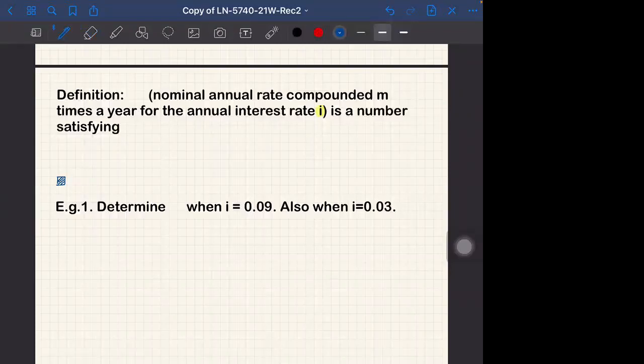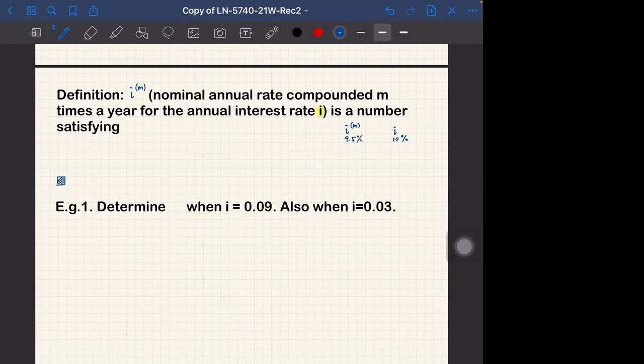Hi, in this video I would like to explain the i superscript m. So i superscript m is a similar quantity as i, but the interest compounds. So the smaller i superscript m corresponds to the larger effective rate i. So if i is 10%, i superscript m with m equal to 4 or 12 is maybe smaller than that.